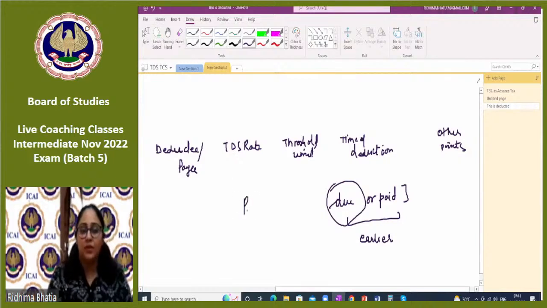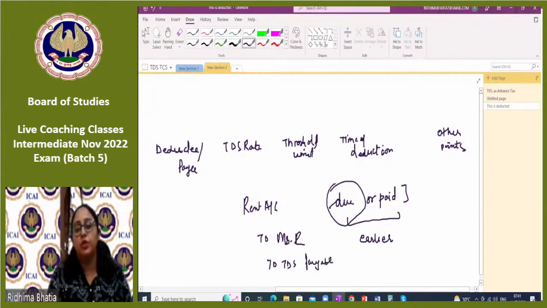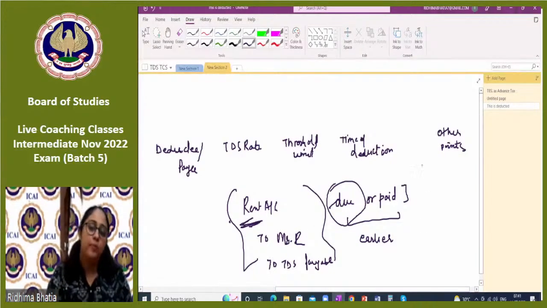Example, like the rent one. Rent account debit to Miss R to TDS payable. Here you were not making the payment, but it was getting due. The rent was getting due, that's why you made this entry. So due, if due is earlier or payment is earlier.